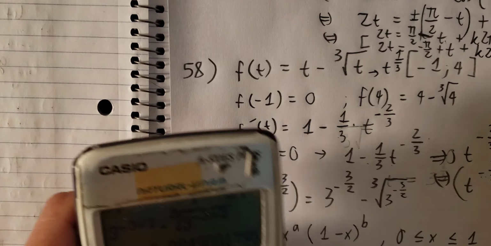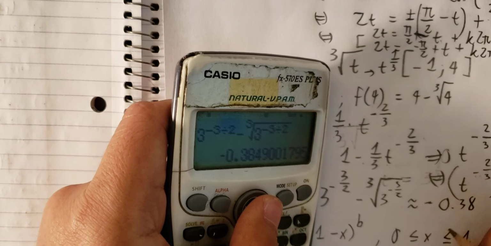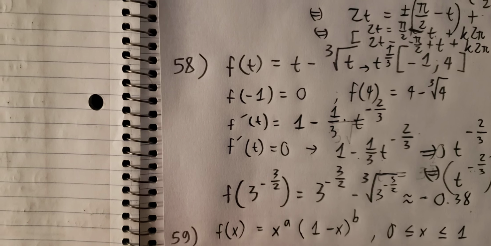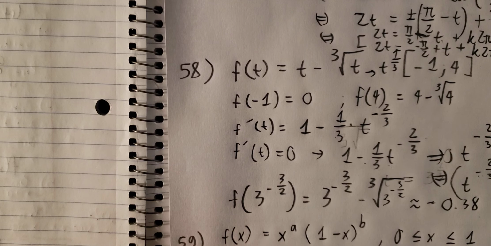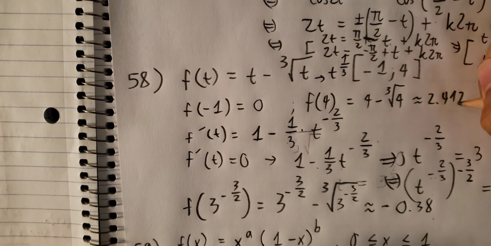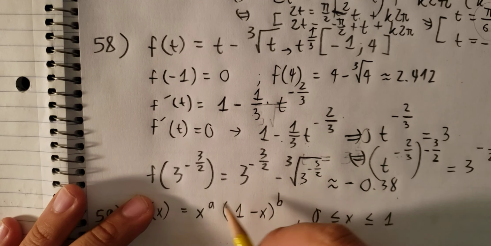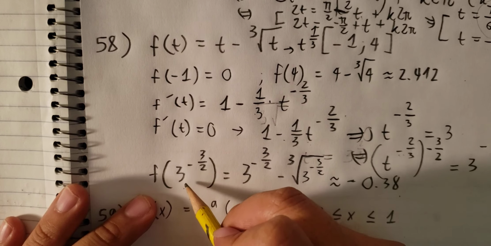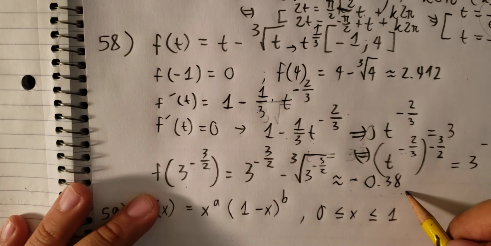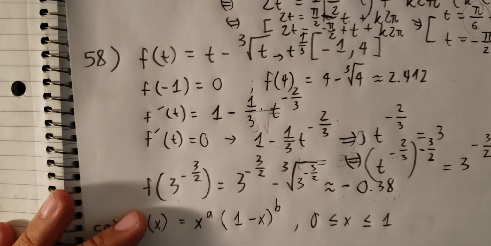And you get approximately minus 0.38 here. Let's compare this number. This number is about 2.412. So the minimum point is at t equal to 3 to the power minus 3 over 2, with the value about minus 0.38. The highest value is about 2.412. So that's the answer for you, the maximum and the minimum.